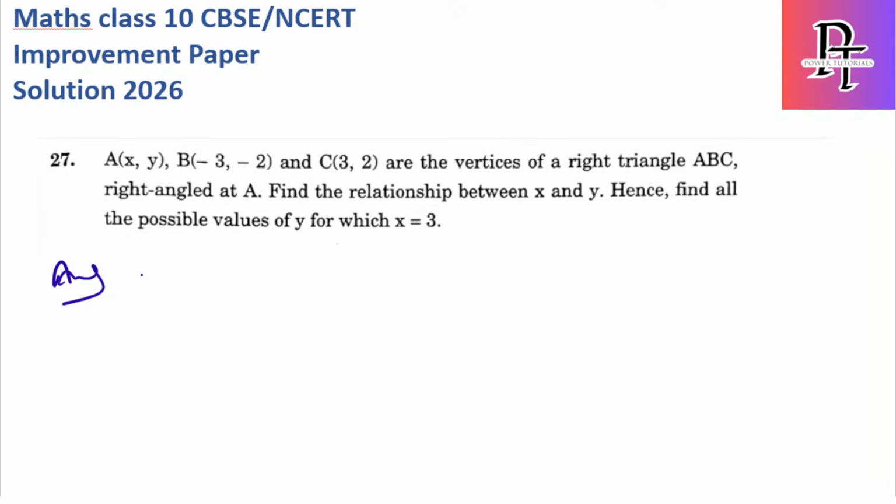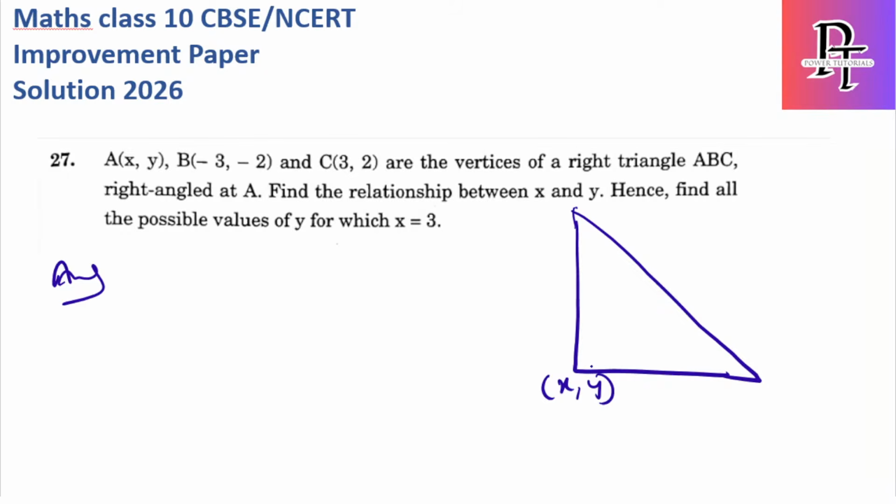A, B, C are vertices of a right angle triangle ABC, where A is the right angle. So A is (x, y). Find the relation between x and y, hence all the possibilities of y where x is equal to 3. Let's mark this as A, this is B, this is C. A point we need to find. B is (minus 3, 2), and C is (3, 2).